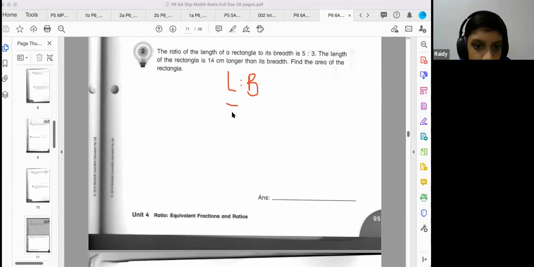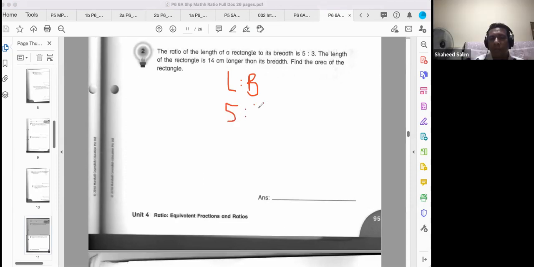Okay, you have 5 units, 3 units. I put D. D is the difference. 5 units, 3 units. The difference is 2 units. This 2 units is how many cm? 14 cm.